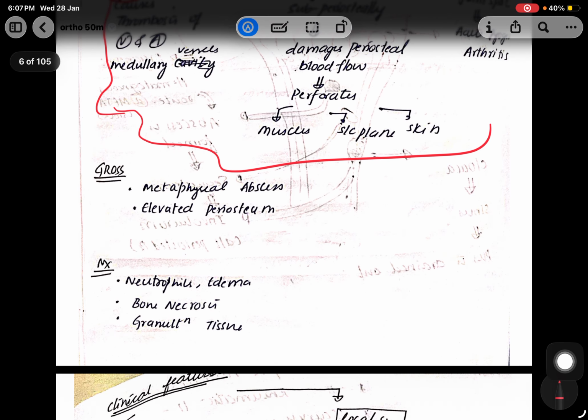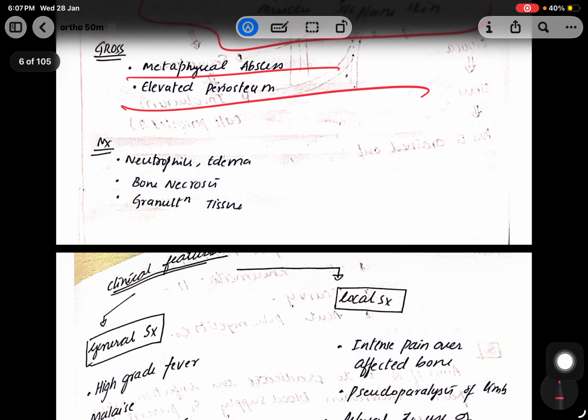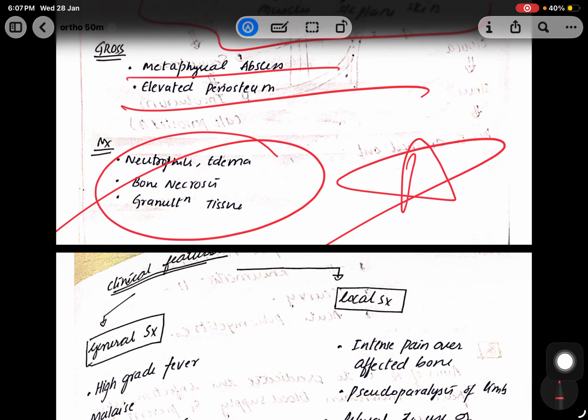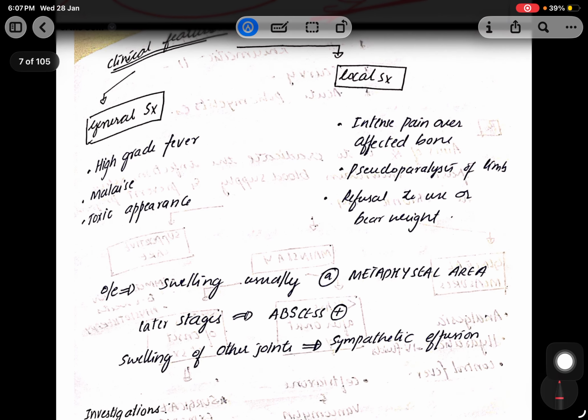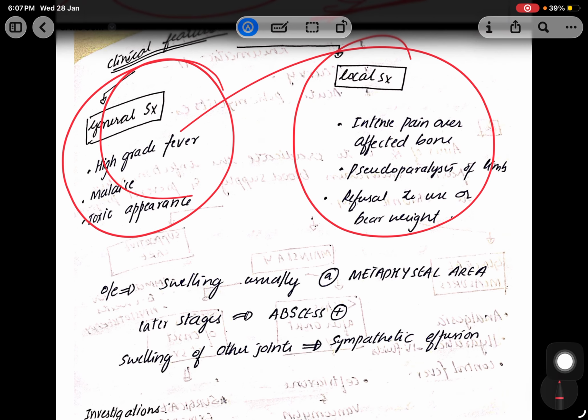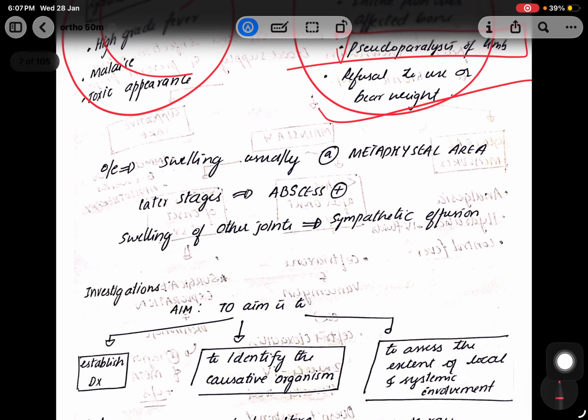Okay, then again, gross and microscopic: you might have a metaphyseal abscess or elevated periosteum, and microscopically, again the same acute signs of inflammation. You can write for clinical feature, because it's an acute infection, you can say about neutrophils, and don't mention necrosis because it's a part of chronic osteomyelitis. And clinical feature, general and local. One thing which people forget is the pseudoparalysis of the limb and also refusal to bear weight. On examination, at the metaphyseal area you will have swelling and pain.